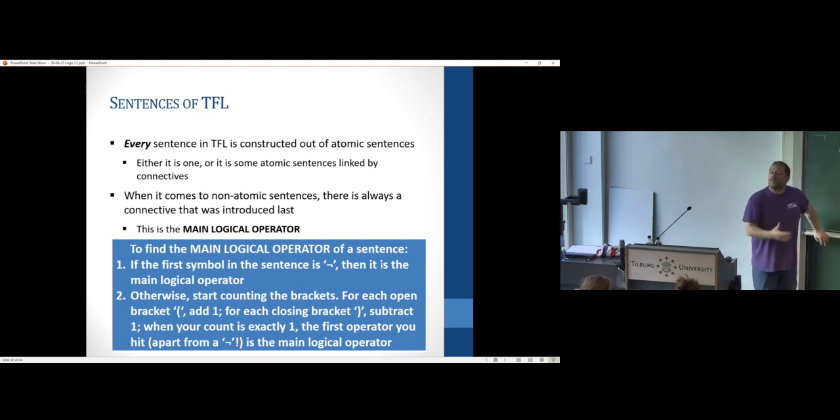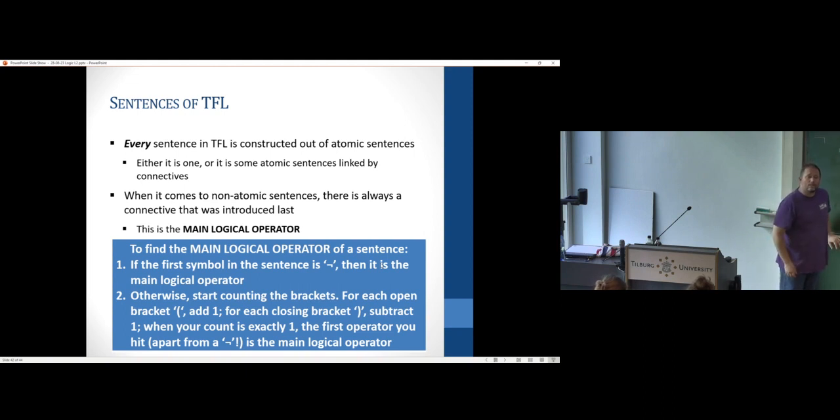Now, why do we care about finding the main operator? Between friends, to preempt something we're going to talk about next week, it's the thing that we're going to care about to determine whether the sentence is true or false. Everything is going to flow up into it, and its truth value is what's going to tell us whether the sentence as a whole is true or false.